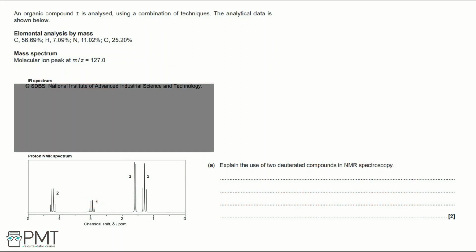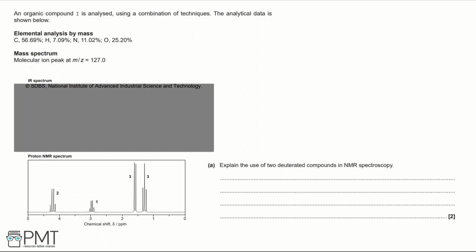An organic compound I is analysed using a combination of techniques. The analytical data is shown below. Elemental analysis by mass: carbon is 56.69%, hydrogen 7.09%, nitrogen 11.02%, and oxygen is 25.20%. The mass spectrum molecular ion peak is at an m/z value of 127.0. We don't have the IR spectrum, but we do have the proton NMR spectrum.